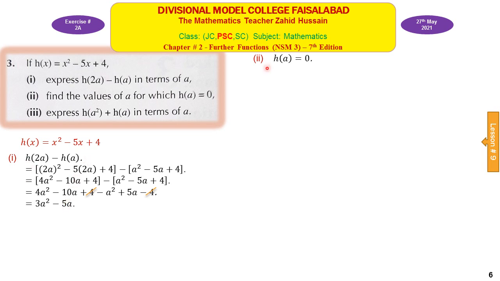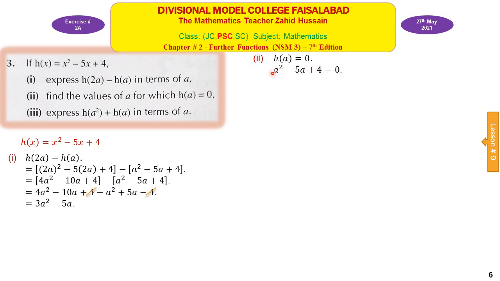This is second part. In second part, you are asked to find the values of a for which h of a is equal to 0. That is the value of this function when x is replaced by a is equal to 0. So in this equation, replace each x with a and put the expression equal to 0. H of a is a square minus 5a plus 4 and this is equal to 0.